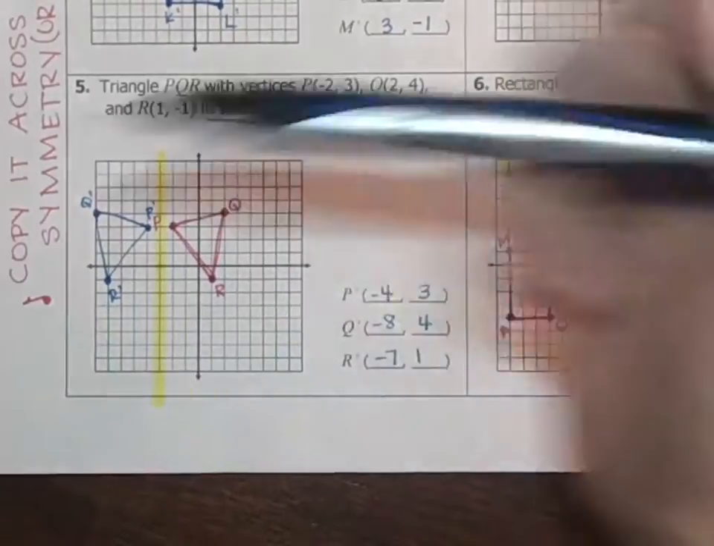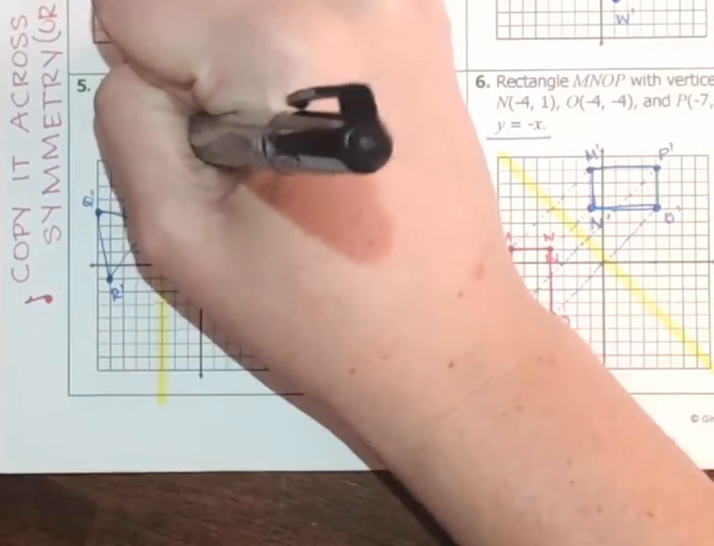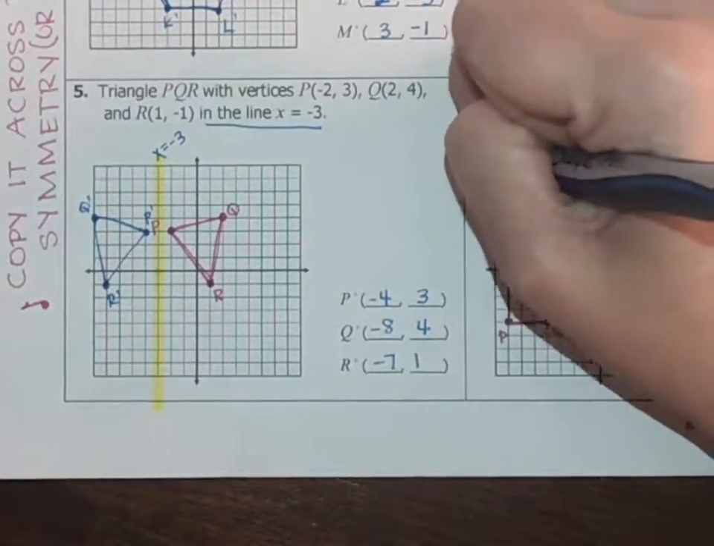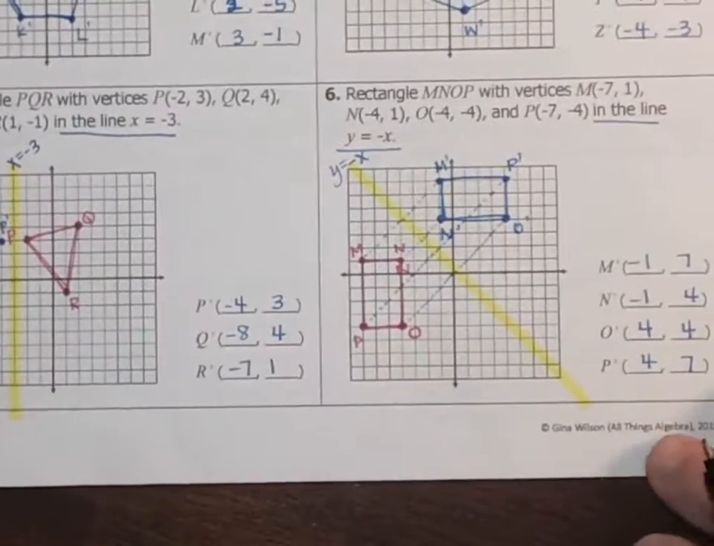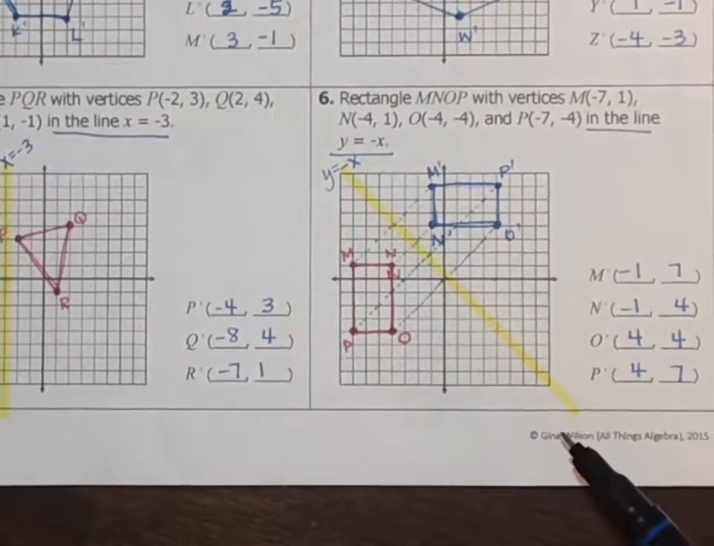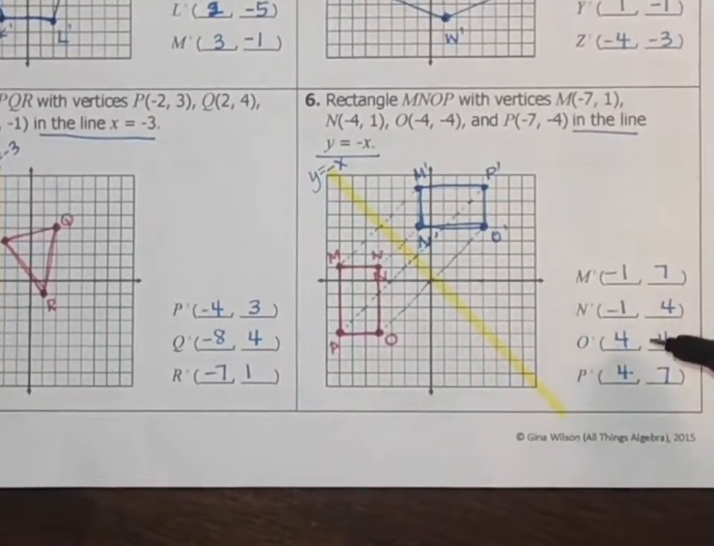All right. Here's your line x equals 3 and -3. And this is y equals -x. It's just going exactly the opposite direction of our y equals x that we did in number 2. And here are your points that you're going to use for those.